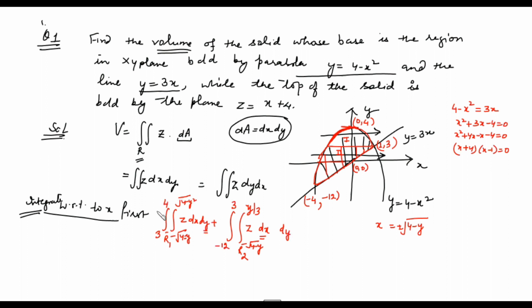Now evaluate this integral by substituting the value of z, it is x plus 4, right? And also here find out these double integrals. So add them, you will get the volume of this solid whose base is in the region xy plane bounded by the parabola and the line, and whose top is bounded by this plane. Now just see when you integrate this with respect to y first.